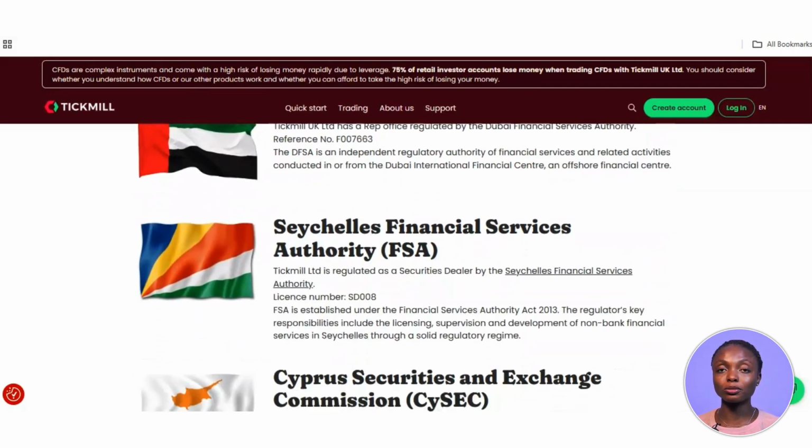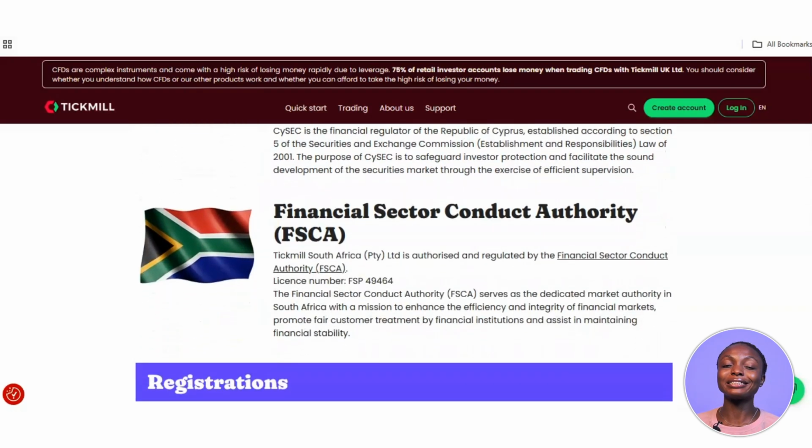Now, apart from these top-tier regulations, make sure that these brokers are regulated in your region. And if they are not regulated in your region, but they operate in your region, ensure you understand how the regulatory framework under which they operate in your region covers you as their client.